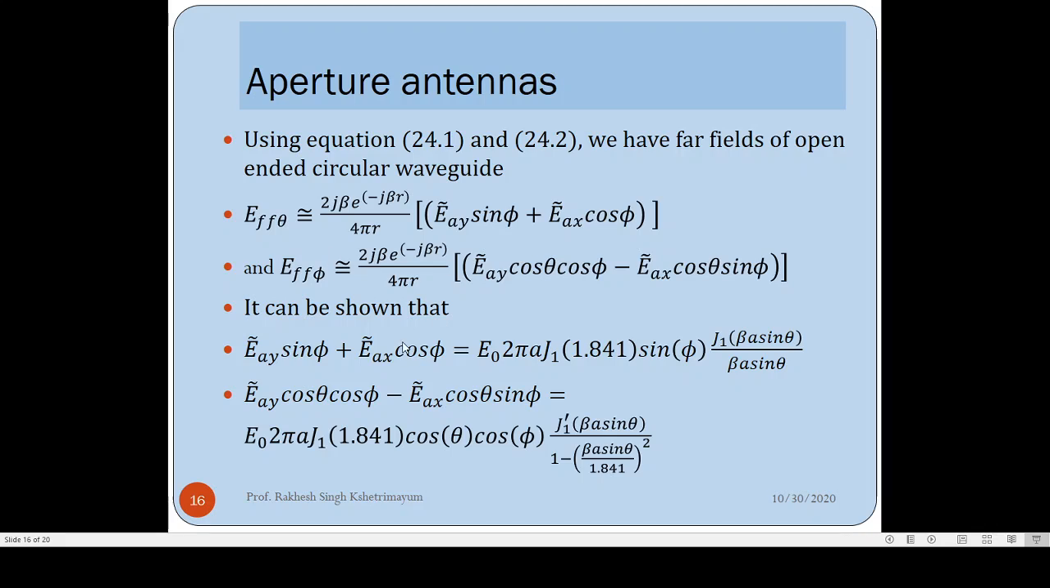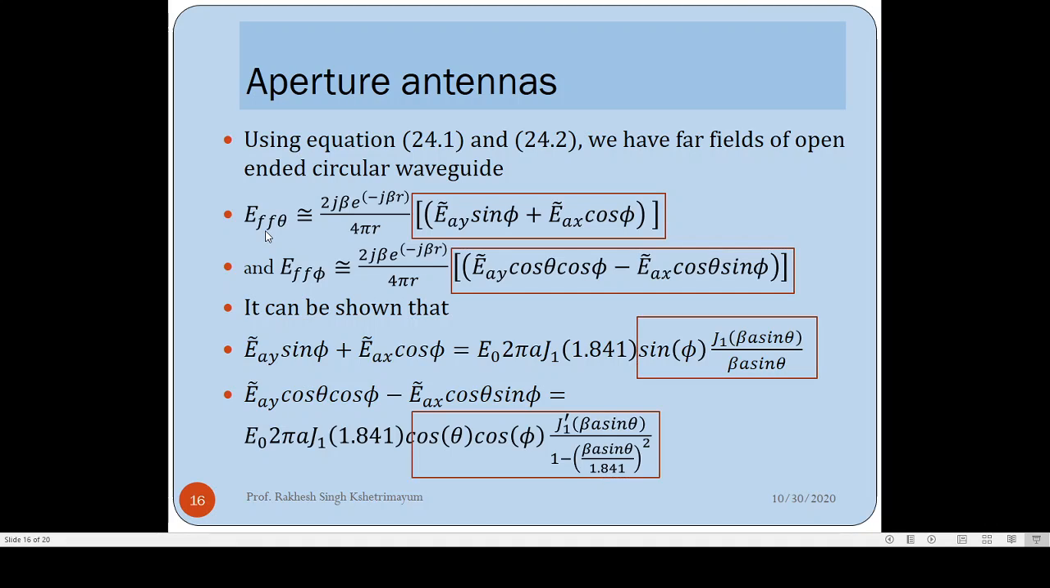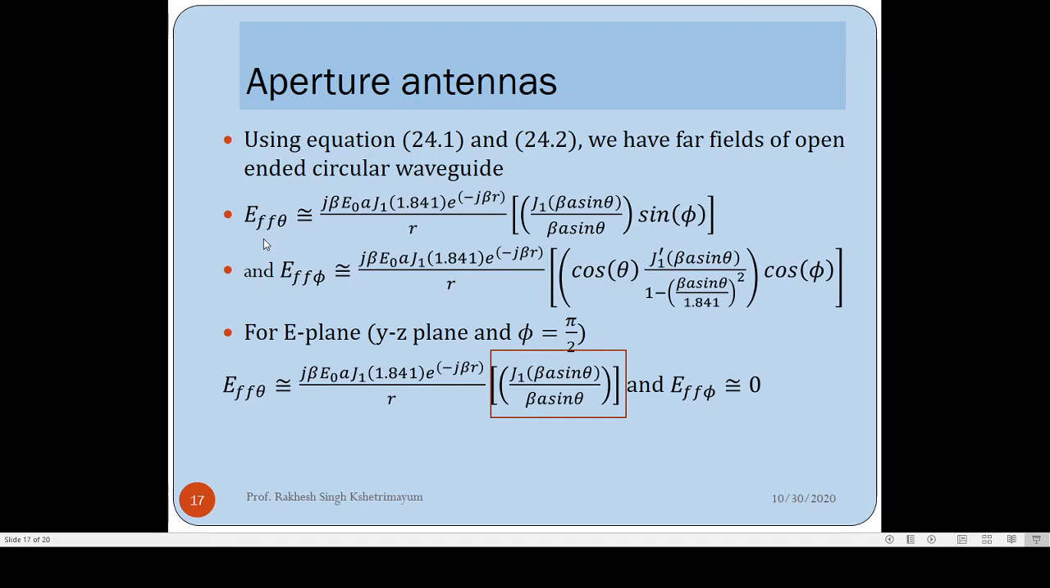So now you can plug it in. This term here is this, this term here is this. You can plug it in, and you will find the electric field in the far field, theta and phi component, of the circular waveguide. So this is the final expression you have for the electric field in the far field of the open-ended circular waveguide, theta component and phi component.